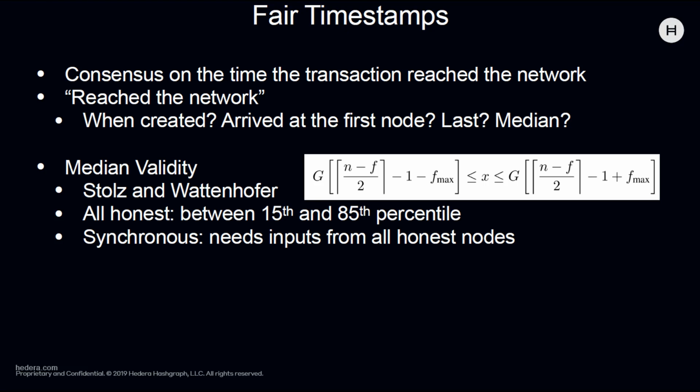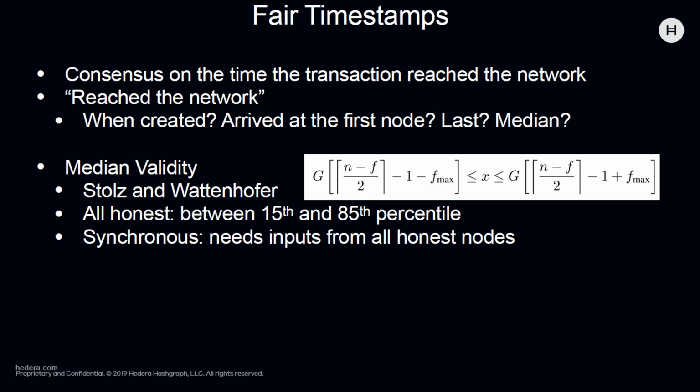Now, people have thought for a number of years about how you could mathematically define fairness. For example, Stoltz and Gottenhofer, I don't know if that's how he pronounces it, I apologize if that is incorrect, but these people published something that they called median validity. Now, this wasn't about timestamps. This was about anything you measure. They just imagined something like a whole bunch of computers measuring the temperature, and we want to find what the consensus temperature is.